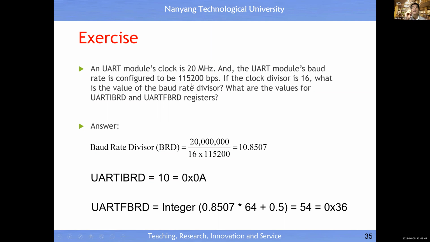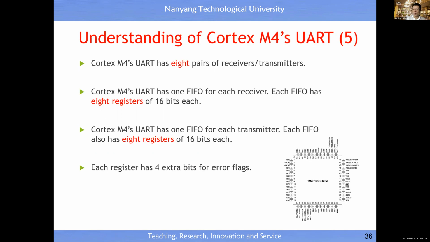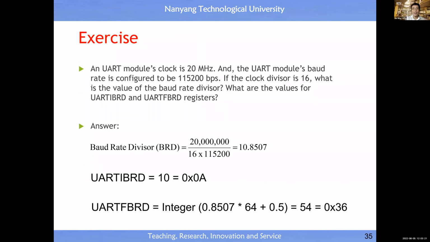115200 is another standard baud rate we can choose from the standard values. Once you choose this one, the system clock is this one, and for the clock divider you choose 16. This is chosen by you. Then you get the baud rate divider. The integer part is 10, which is easier. And the fractional part is 0.8507. How to convert 0.8507 into an integer? Then you do this calculation and you get the integer. That's it. So you follow this example, then you know how to do the calculation.